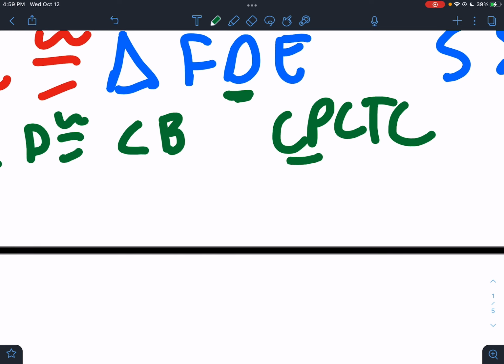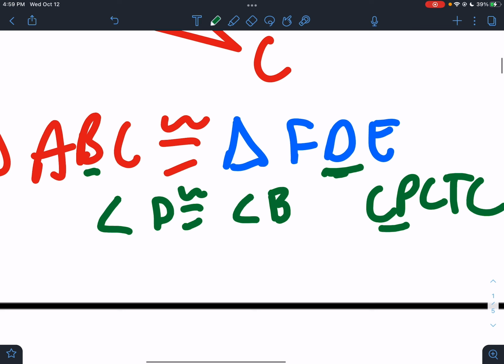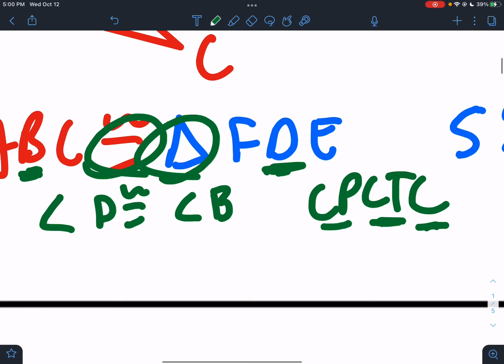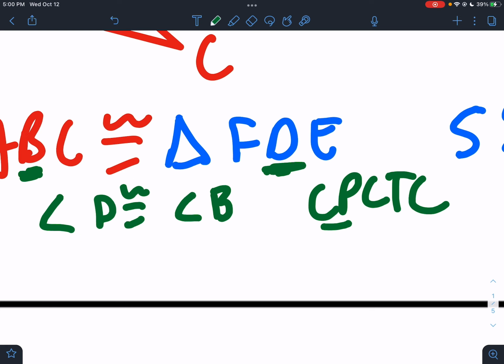That means that the corresponding parts, right? Look at D and B. Are they corresponding parts? Yeah. Of congruent triangles. Are the triangles congruent? Yes. So D and B, they're the corresponding parts of congruent triangles. Therefore, they're congruent. That's what CPCTC means. Corresponding parts of congruent triangles are congruent.